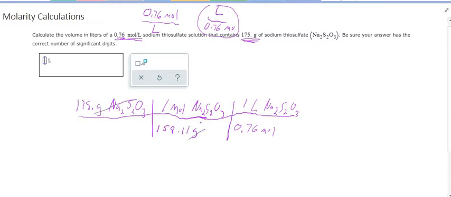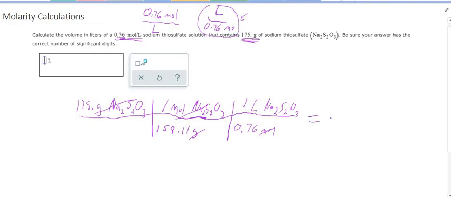Alright, let's go back and cancel my units. Grams do cancel. This is a true statement. In 1 mole, there are 158.11 grams of sodium thiosulfate. So these will cancel out. This is a true statement because I get it from my conversion factor.